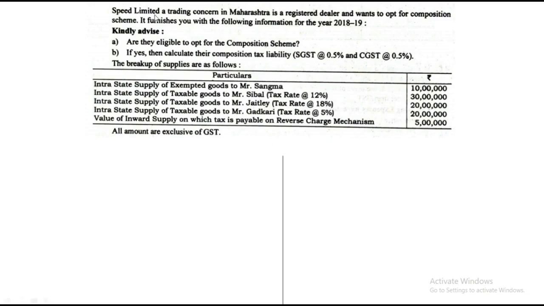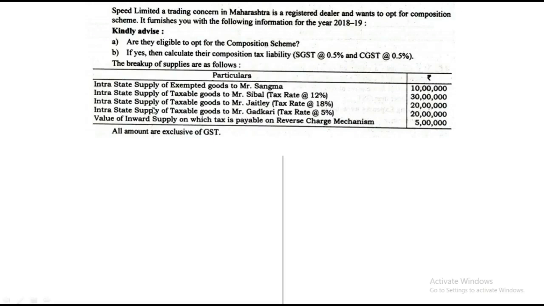Again, we'll read out the question once. Speed Limited, a trader, one person in Maharashtra, again another state with a 1.5 crore limit, wants to opt for the composition scheme. It furnishes you the following details. Are they eligible, and calculate the tax liability.